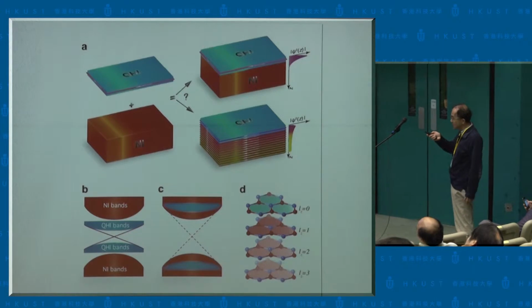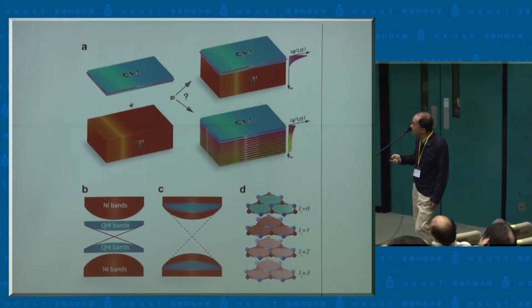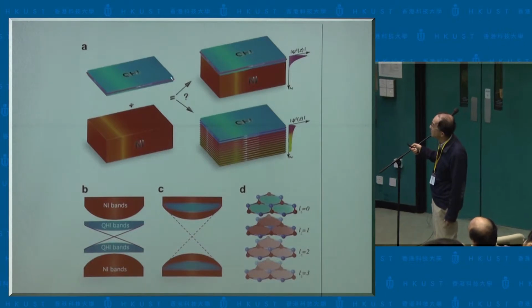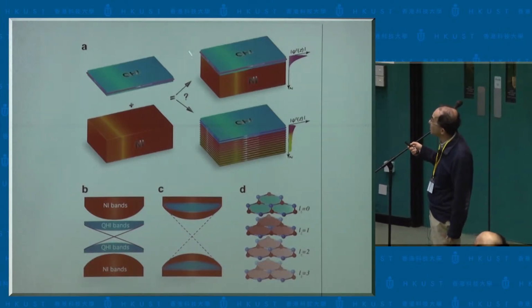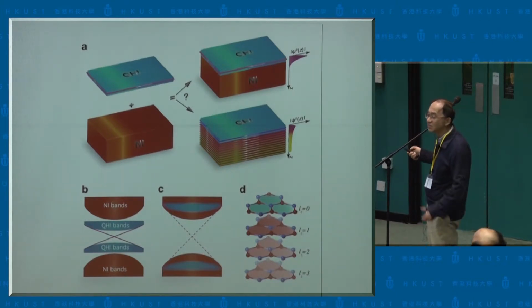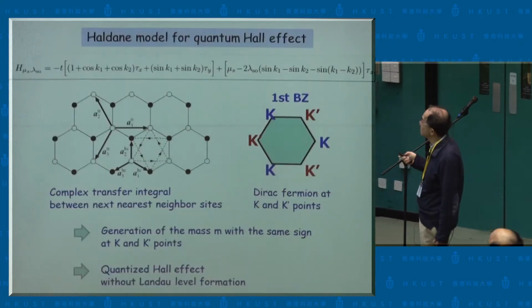Okay, so this is a question. And another question is, for the two-dimensional case, you have an edge channel, a chiral edge channel. Whether this chiral edge channel is still localized near the top layer or also extended. So these are the questions I want to pose.